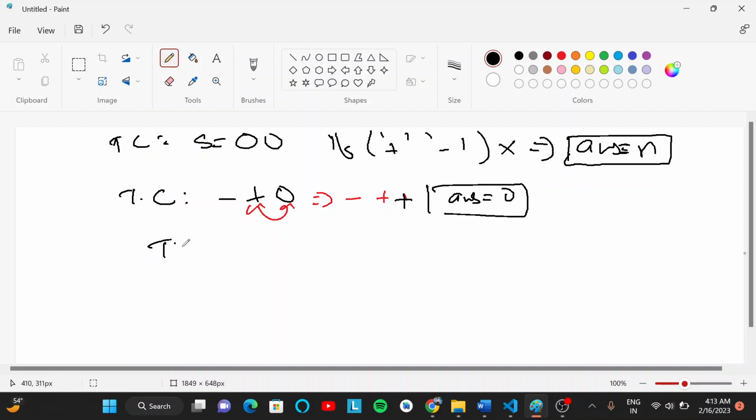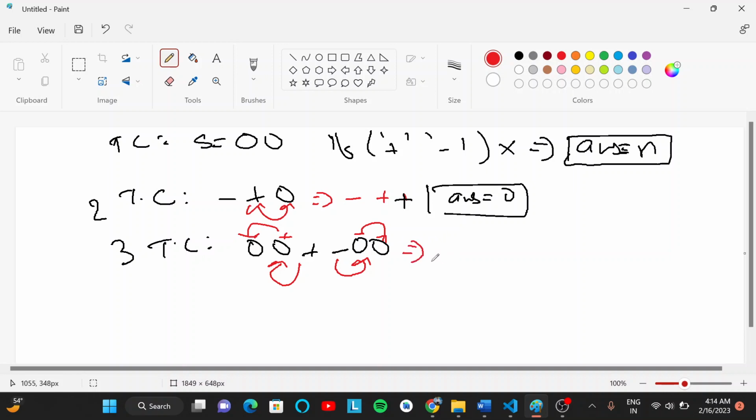Moving ahead with the third test case, that was 0 0 plus minus 0 0. What will happen in this case is this plus will influence this 0, this minus will influence this 0, and in the next step there will be a negative charge here that will influence this 0, and there will be a positive charge here that will influence this 0. So eventually we will be left with no neutral charge after infinite time, and again the answer will be 0.